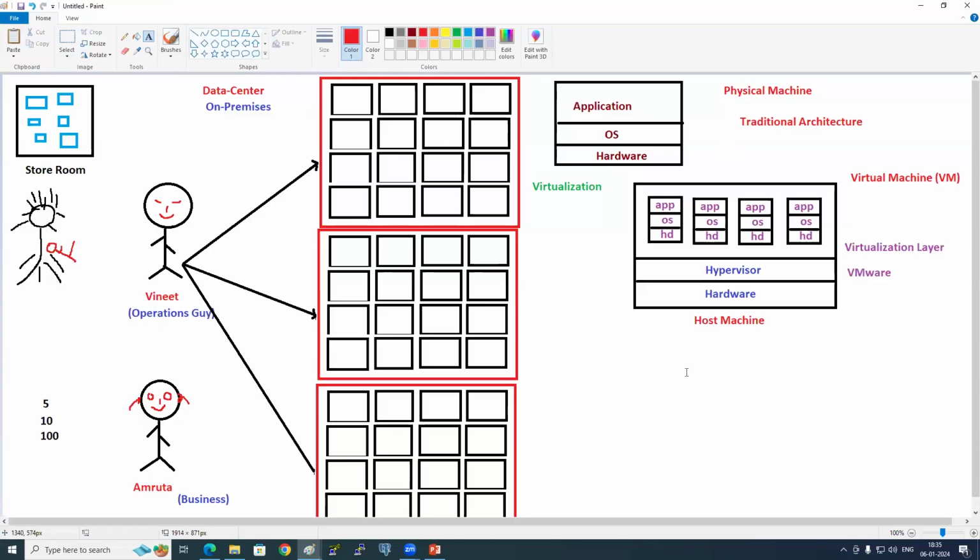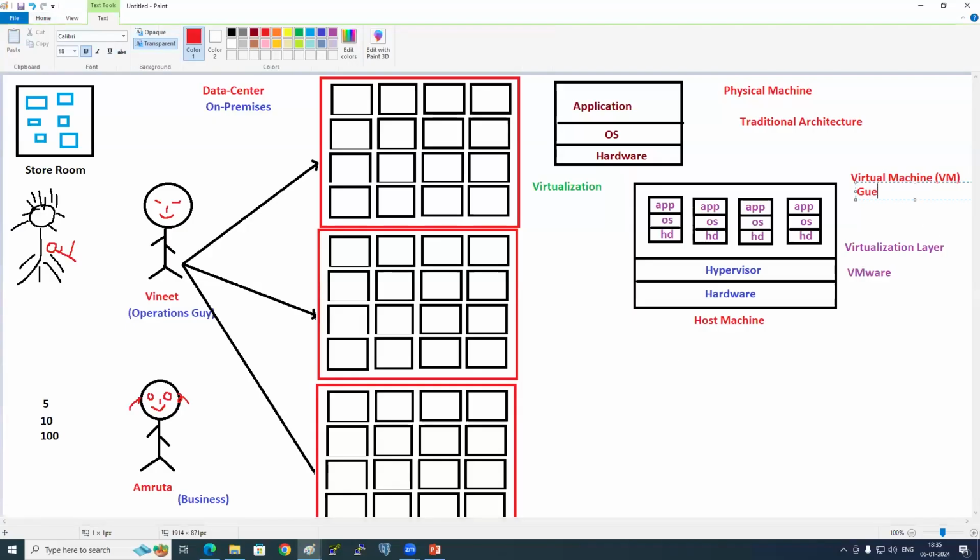That looks like a machine, but is it physical or virtual? Physical means I can touch my laptop. The laptop is physical, but that is virtual. This is also a laptop, this is also a server, that is also a server, but this is physical and that is virtual. This one I can touch, that one we cannot touch. In one physical machine you can create multiple virtual machines, and these are also called guest machines.